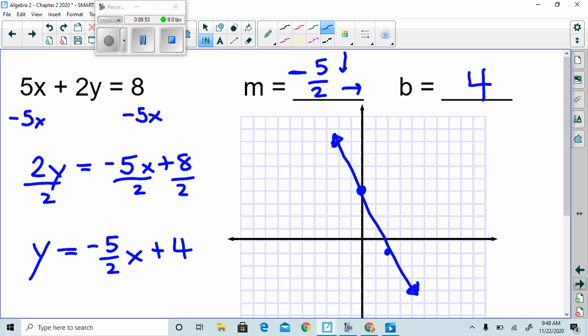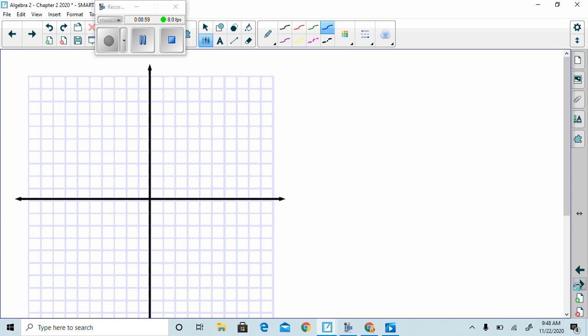So again, what did we hope to accomplish today? Another form of quick graph. This one utilizes the slope and the y-intercept. If you need to see additional problems, we'll start with this one in our class when we meet up today.